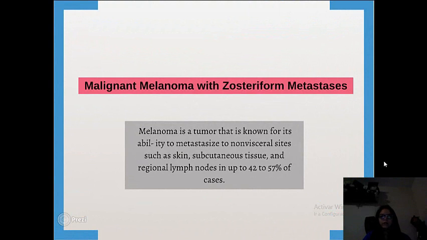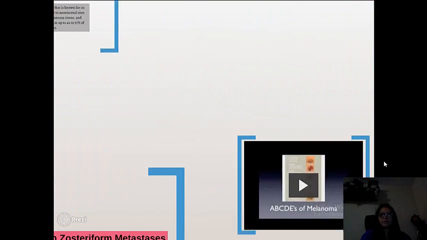Malignant melanoma with Zosteriform metastases is a tumor that is known for its ability to metastasize to non-visceral sites such as skin, subcutaneous tissues, and regional lymph nodes in up to 42 to 57% of cases.